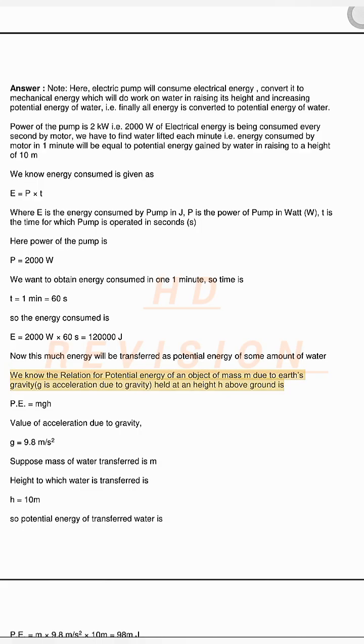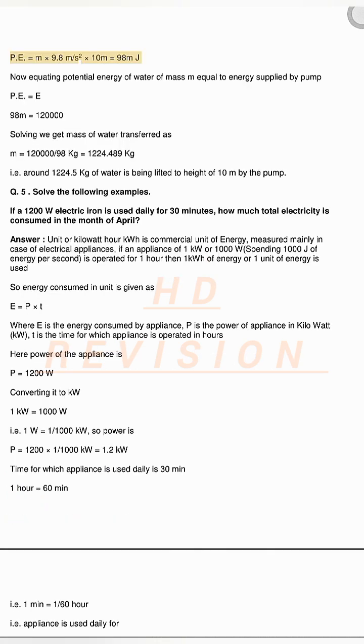We know the relation for the potential energy of an object of mass m due to Earth's gravity, where g is acceleration due to gravity, held at a height h above ground: P equals mgh. The value of acceleration due to gravity, g, equals 9.8 m/s². Suppose the mass of water transferred is m. The height to which water is transferred is h equals 10 meters, so the potential energy of the transferred water is P equals m times 9.8 m/s² times 10 m equals 98m J.